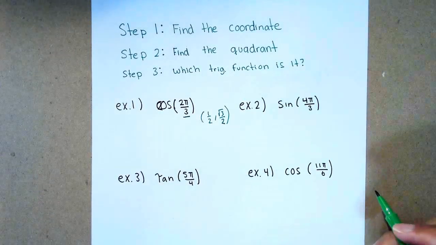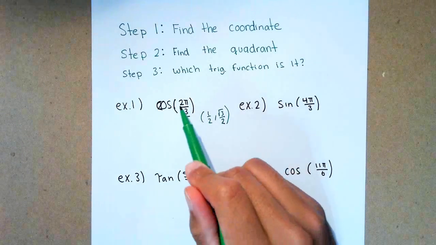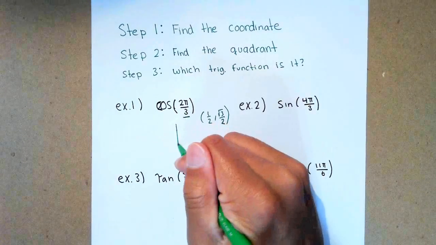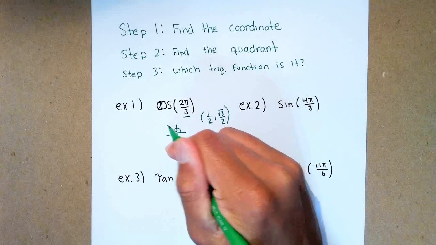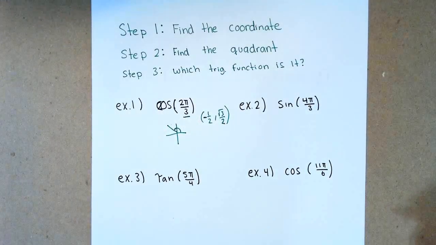Step 2, find the quadrant. Find the quadrant by looking at the numerator. 1 less, 1 more, 2 times minus 1. It's 1 less, so that means it's in quadrant 2. Well, quadrant 2 means negative x, positive y.